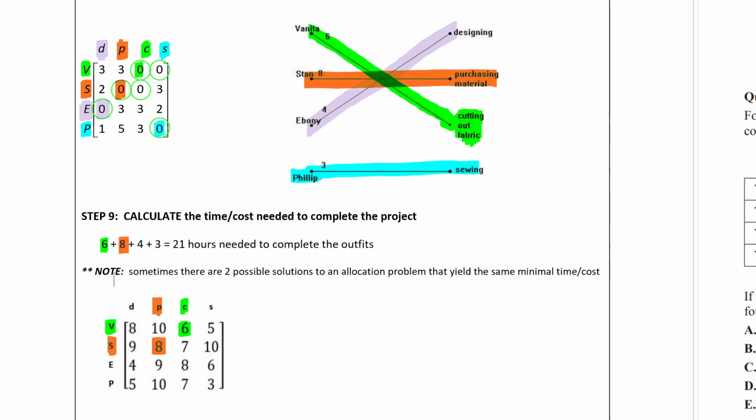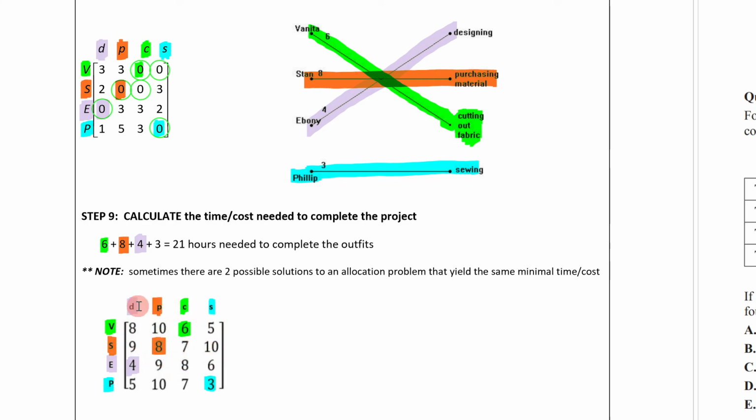Then we keep on going. Ebony, sorry, was 0D. Ebony, there, D. So that's 4. That's why there's a 4 there. So hopefully you can pick up the pattern here. Let's go one more time. We've got P0S, P3S. So as you can see, they're always in the same position as the original cost matrix.